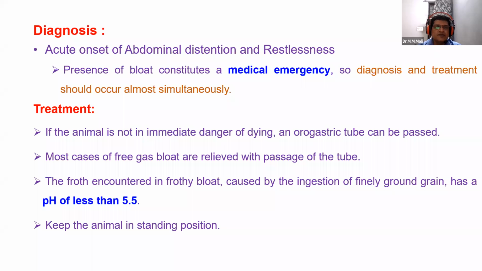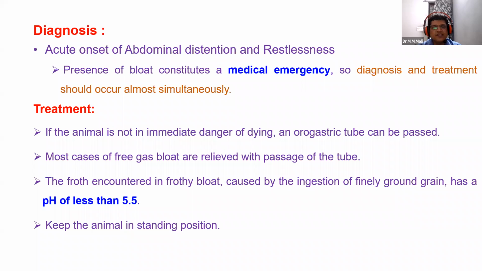early stage. So coming to the treatment, as we all know, bloat is of two types. So the treatment involves the type of bloat which is present, and the root cause should first be searched out and then eliminated. In case of treatment, if the animal is not in immediate danger of dying, an orogastric tube can be passed and the gas can be relieved.